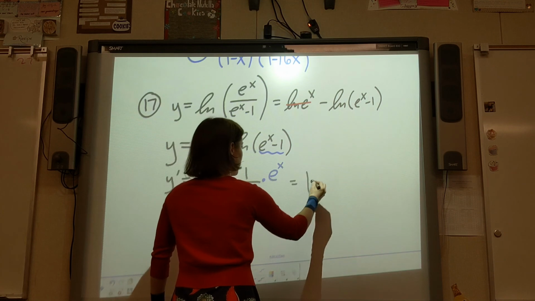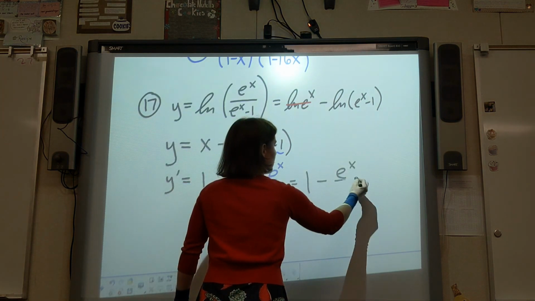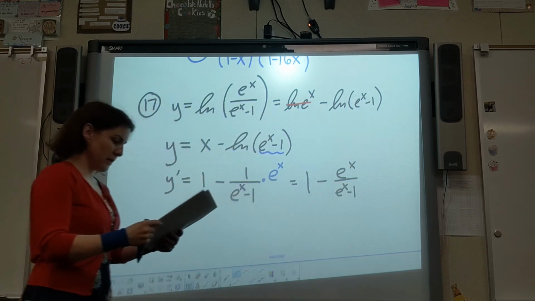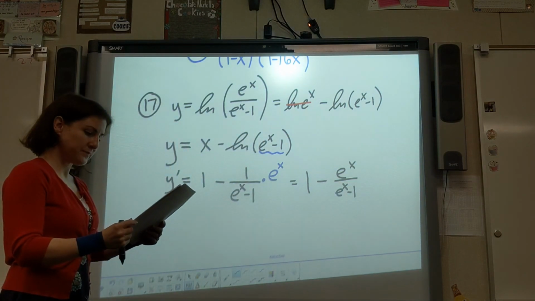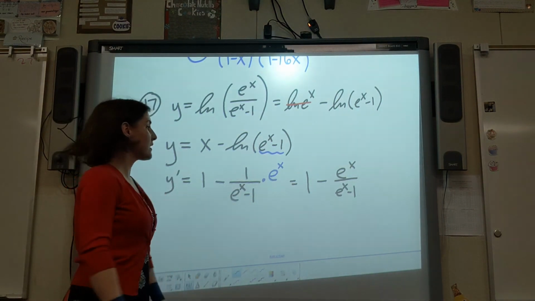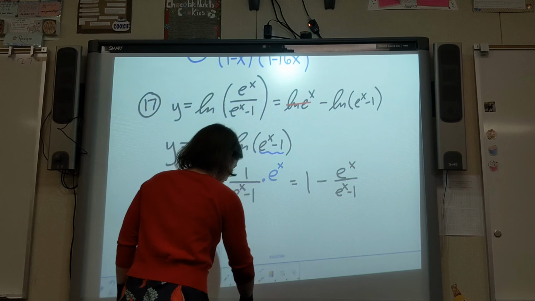Well, oh my, let's see. This looks like 1 minus e to the x over e to the x minus 1. Let's see if that matches up with anything. Well, no, it doesn't. So, let's see if we can get a common denominator happening right there.